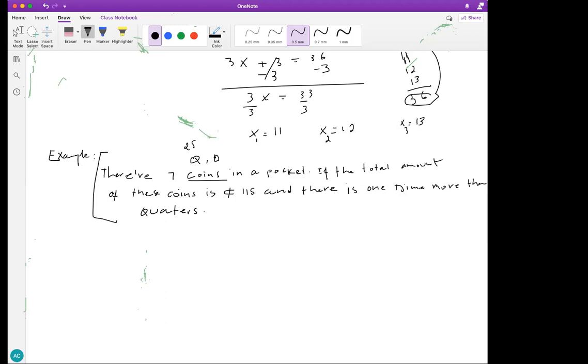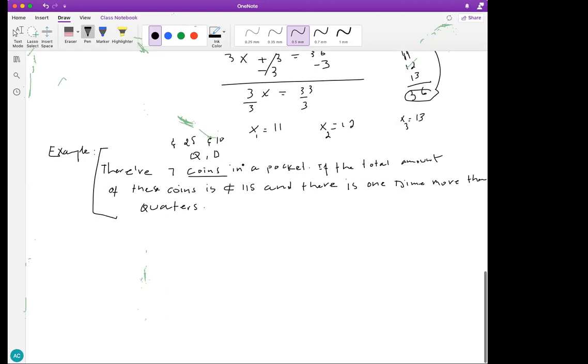Everybody? 10. A dime has 10, right? 10 cents here, and here, I mean 25, and then we have 10 cents for a dime. So the problem is we have a total of 115, and the total number of coins is 7, but we don't know how many of each we have. So that's what we're trying to figure out: how many dimes and how many quarters we have that make up this.